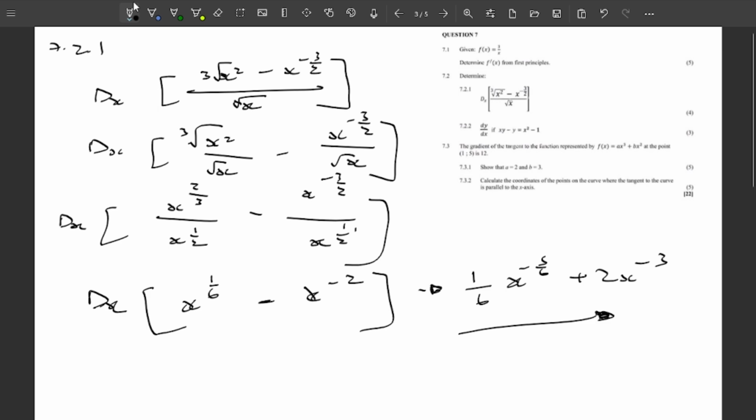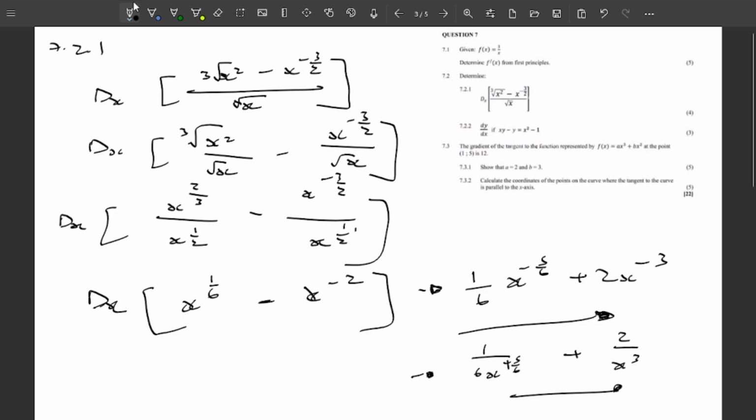Usually I would honestly tell my students, please leave it in a positive exponent. So don't leave it like this as a negative. You can just put it as 1 over 6x minus 5 over 6. It's going to be plus 5 over 6. That's 2 over x cubed. This one, just in case the examiner next time asks us to put it in a positive exponent.